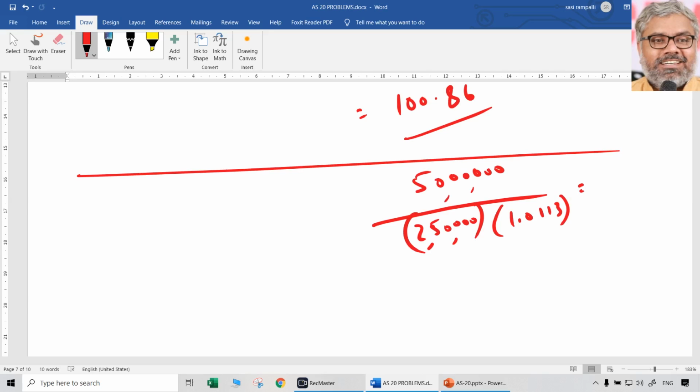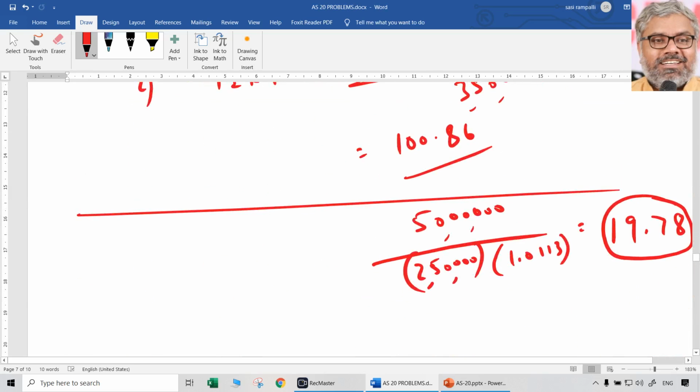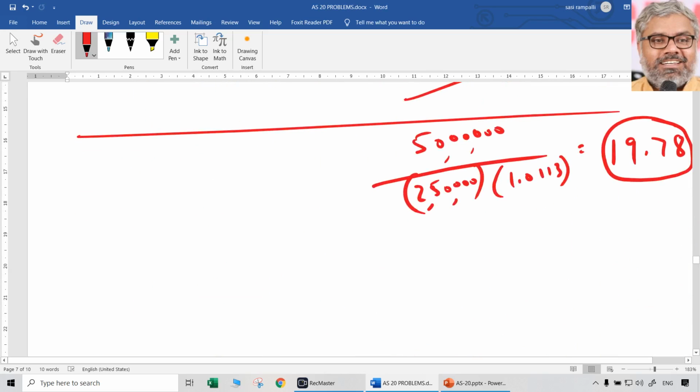So 2,50,000 into 1.0113. The denominator will be a little different now. 50 lakhs divided by that will give us 19.78 as the restated EPS of last year. Earlier it was 20. Now it is 19.78 only. That is the restated EPS of last year, that is 2017-18. That's it. That is for the last year situation.